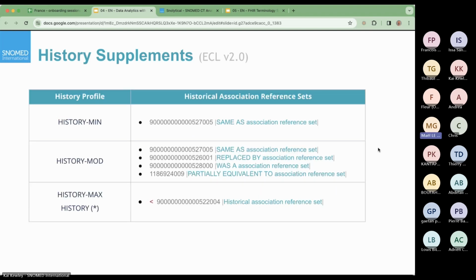Okay. So with the history supplement and the ECL language, it's possible to select which historical associations you want. If you just want the bare minimum, then you only get the same as relationships, and you know the semantics are very sure. It's a duplicate. They can be treated like for like. We've defined 3 profiles. We've got the mod, which is kind of like the medium, and that includes the same as before. It also includes replaced by, was a, and partially equivalent. And the last one is a maximum, and that includes all of these. It includes everything in the historical association reference set.